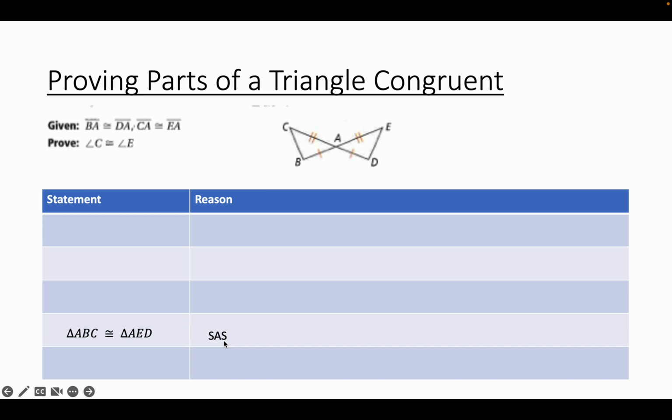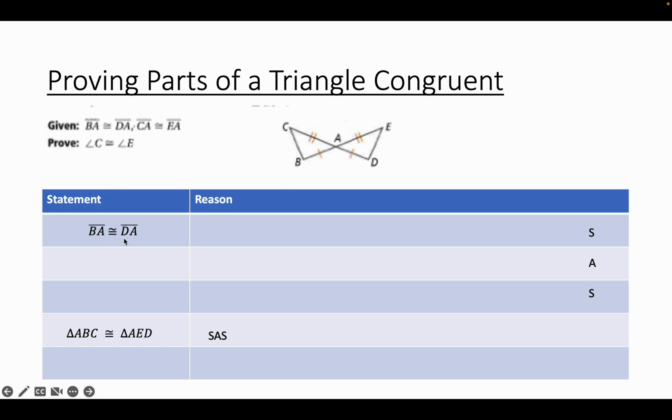I'm noticing that I can do this with SAS. Check it out. I have this one, then I've got this one here. I can tell that that's congruent because they are vertical angles. And then I have this one here. So that's a side, an angle, and a side. And I have that on the other one too. Side, angle, side. So I'm going to go ahead and plop in my reminders here. SAS.